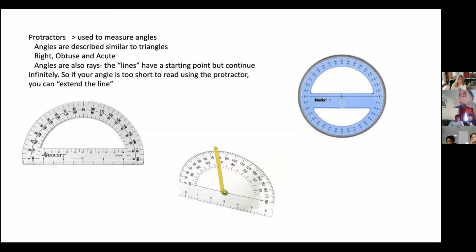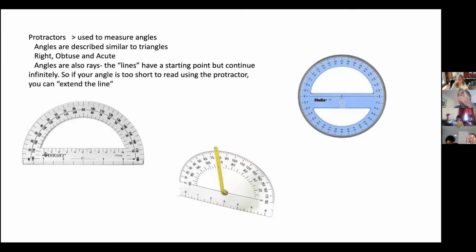So how do we measure angles? This is probably the one you're going to use the most. They're in all the classrooms, and this protractor is just very common. One thing you can notice about it is that if you have a straight line, what's the angle of a straight line? 180 degrees. So that's why it starts at 180. Right at the middle is 90. That would be your right angle.